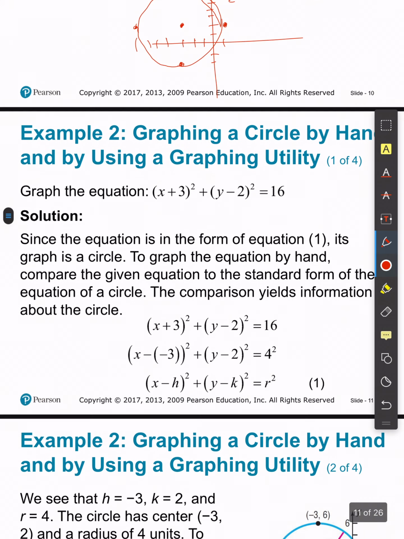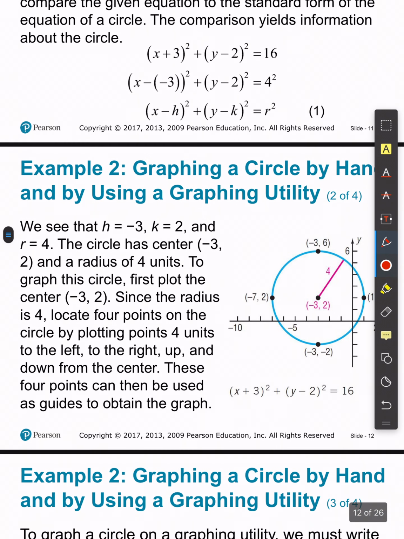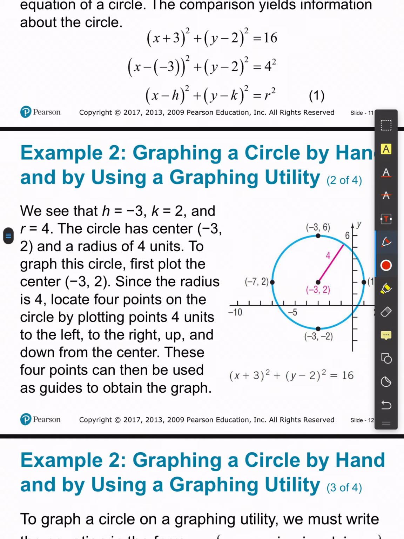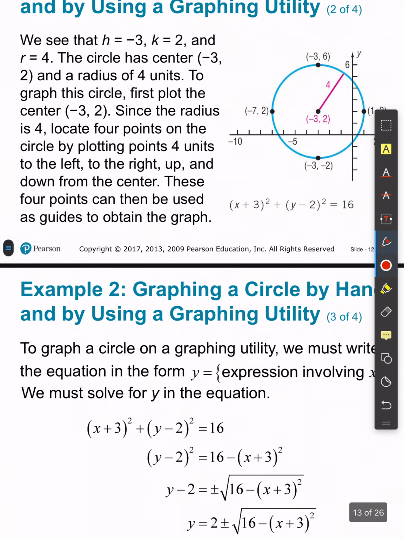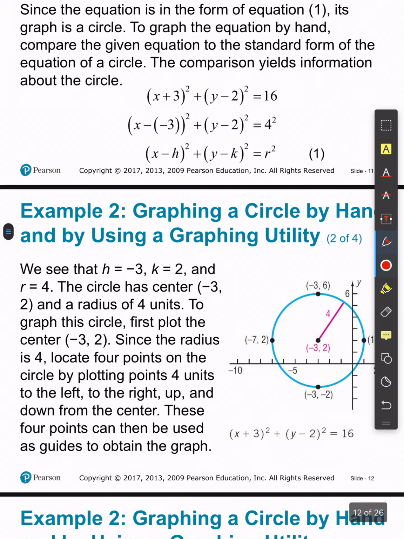Now, they walk you through all of this. You can take a look at that if you want to. But let's look at graphing this with a graphing utility. So this is what I did here, right? And by the way, on the online homework, they might have you come up with some of these points that are on the circle. So just be prepared for that. They might ask you for these points.